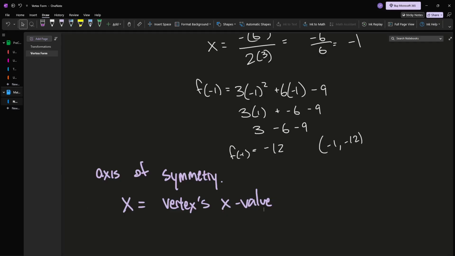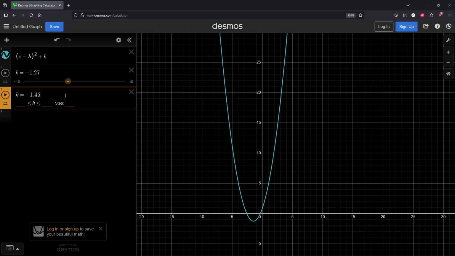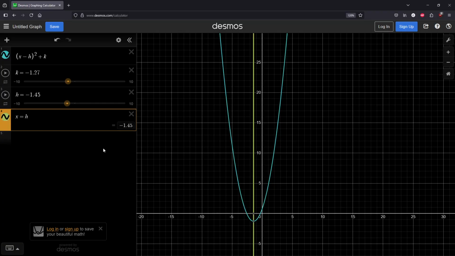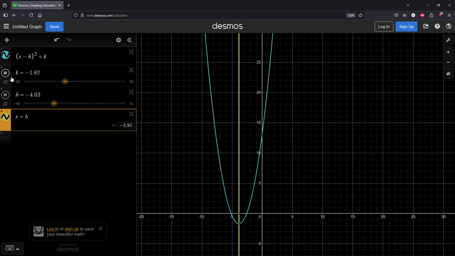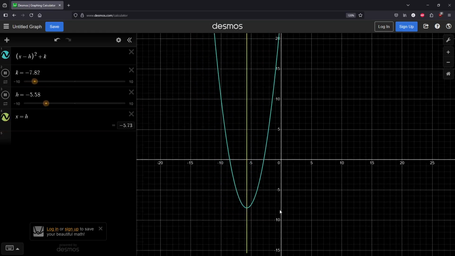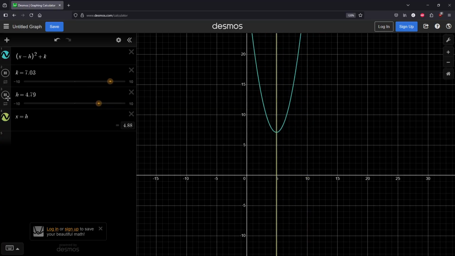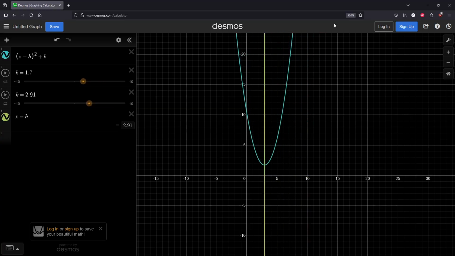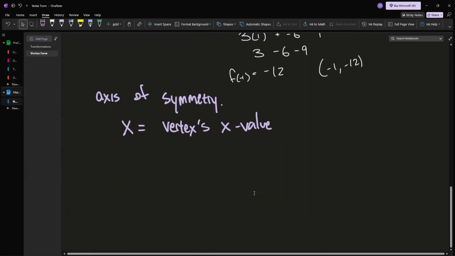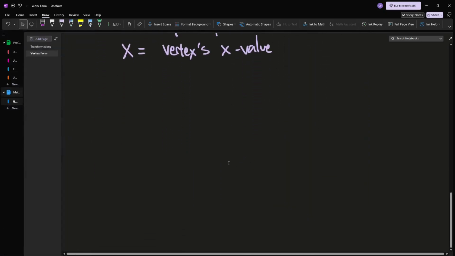And we say x equals because that gives us, you see right here, x equals h. When we move around, that's where my symmetry is. It'll always go through my vertex. So my x is equal to my h value, or my vertex's x value. And now we're all set, with one exception of finding range, which we'll do with this big example.